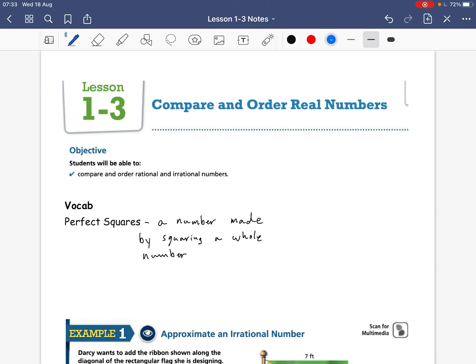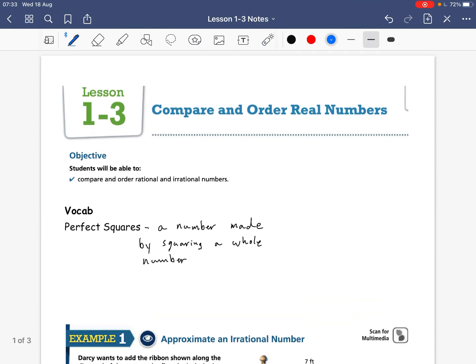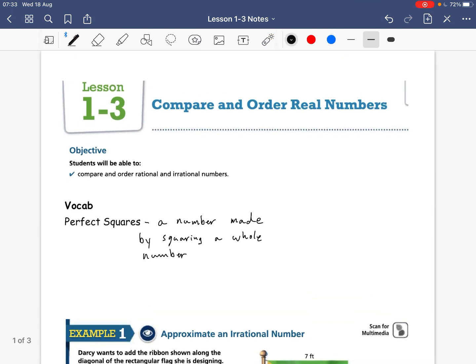First, we need to look at what a perfect square is. A perfect square is a number made by squaring a whole number. So let's create a list of perfect squares. So here's our list of perfect squares.